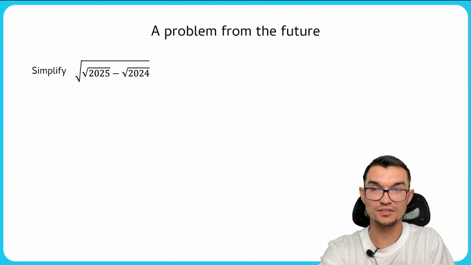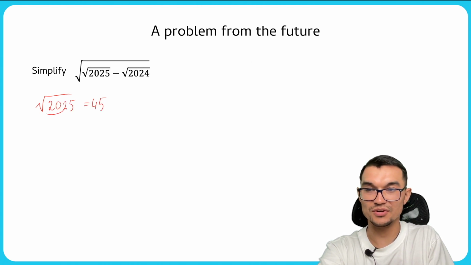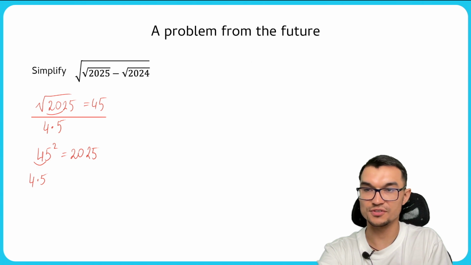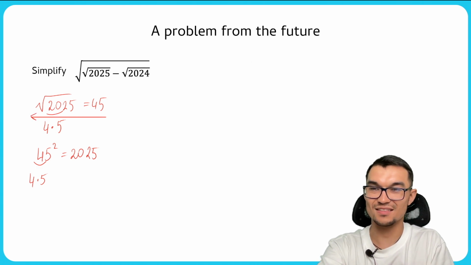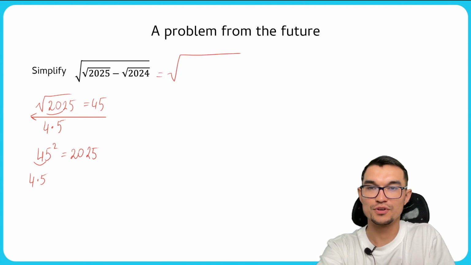Now, after we learned that trick, we can see that the square root of 2025 is just 45, because 20 here is 4 times 5. So if we were to square 45, then we would take 4, multiply it by 5, get 20 and put down 25 in the end. So we are just reversing the squaring rule to guess the square root of 2025. Right, so we have the square root of 45 minus the square root of 2024.